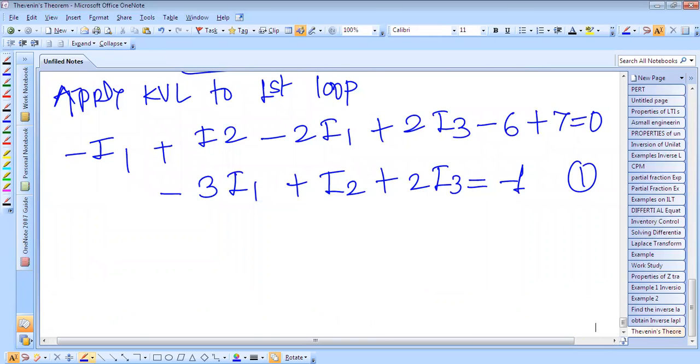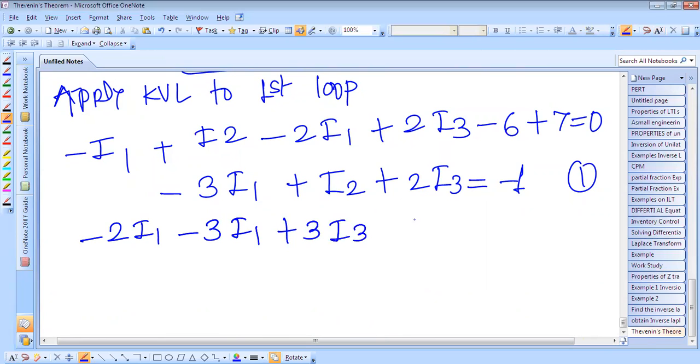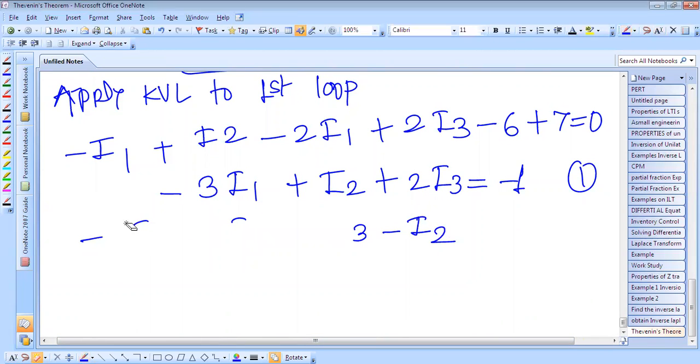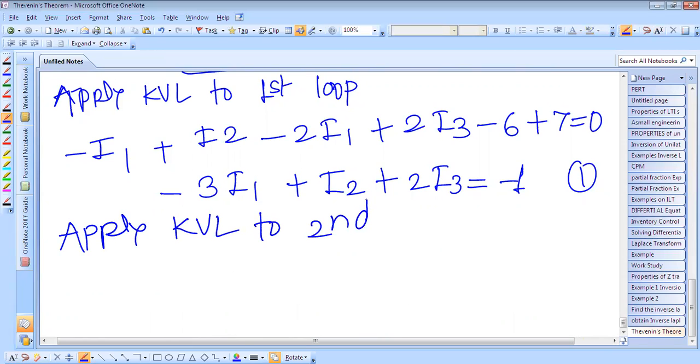So minus 2 I1 minus 3 I1 plus 3 I3 minus I2. This is not I1, this is I2 actually, current in this second loop. Okay. So we'll just do one thing. Apply KVL to the second loop.